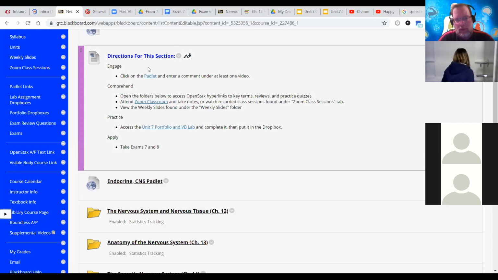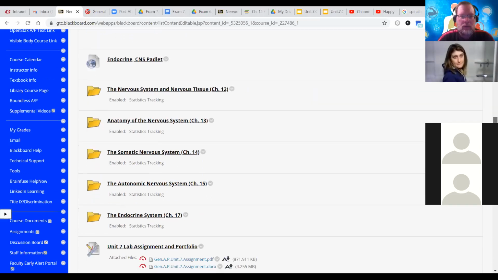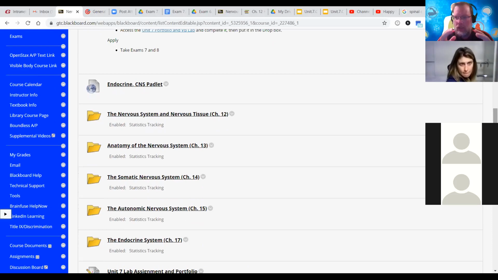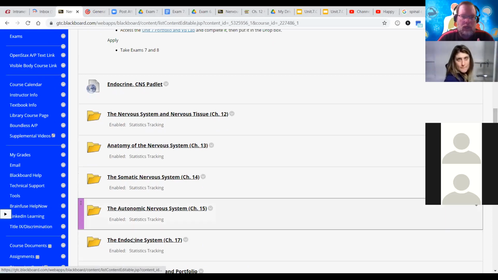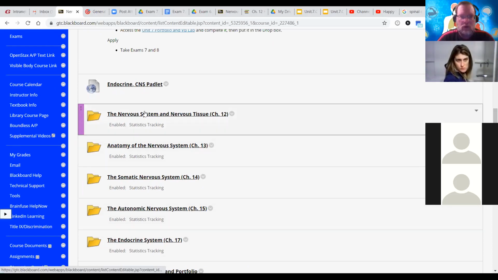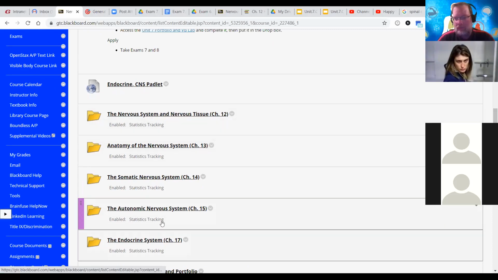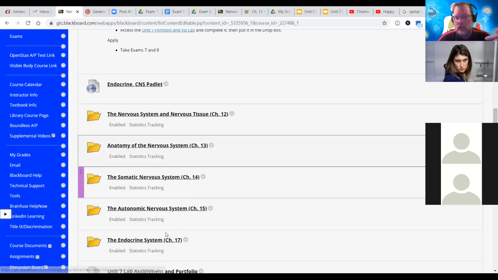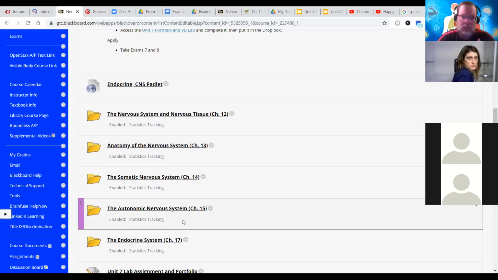Now, you may notice though that the comprehend and practice, where I was putting links that would take you to reviews, they would take you to other items within OpenStax. I've eliminated those, but they're not necessarily eliminated. I discovered something with OpenStax that I was able to upload into our course shell yesterday, which is very helpful for all of us. But each of the chapters that we do in this unit, and notice chapter 16 is missing. We don't really do much with 16.